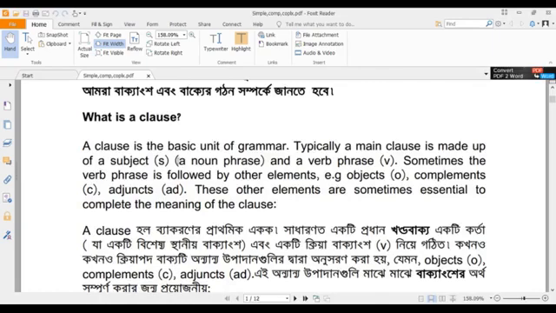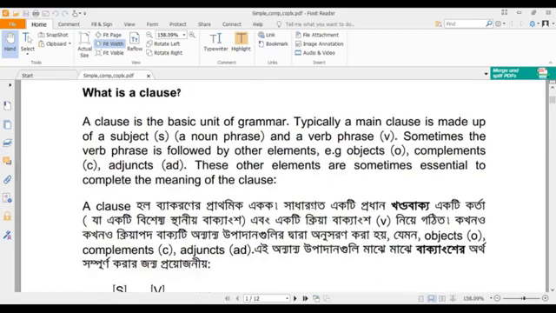Just know about clause. What is a clause? A clause is the basic unit of grammar. Typically, a main clause is made up of a subject and a verb phrase. Sometimes the verb phrase is followed by other elements, that is objects, complements, adjuncts. These elements are sometimes essential to complete the meaning of the clause.